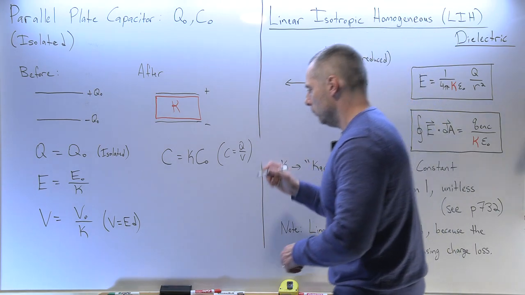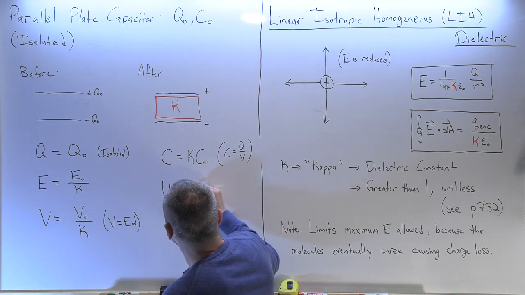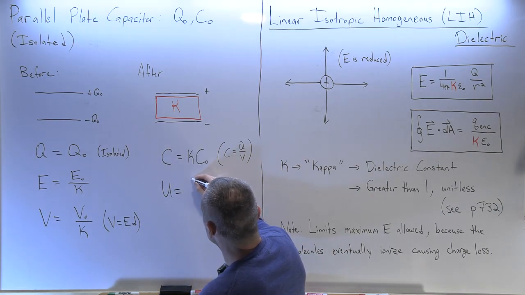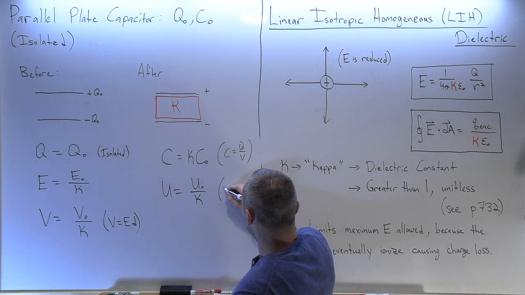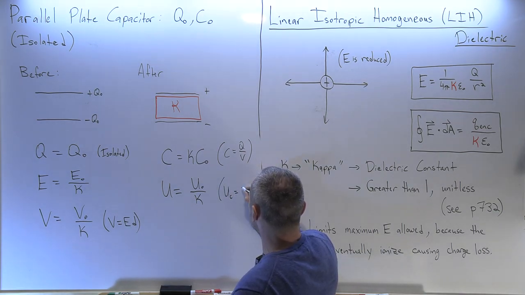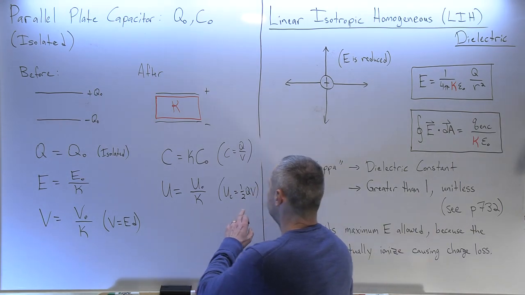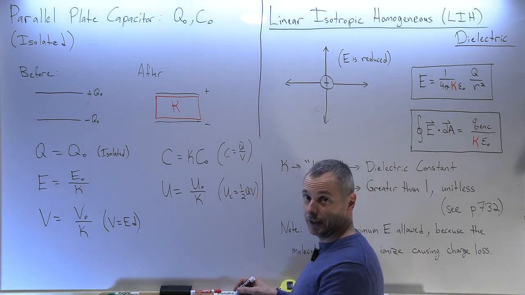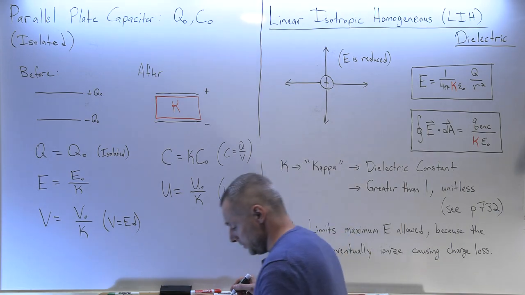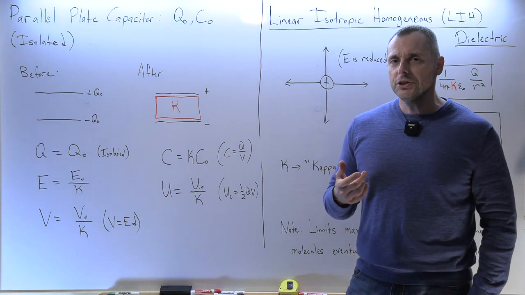And finally, one other point, the electrical energy. Well, the electrical energy is the old electrical energy over kappa. How can I reason this out? Well, remember, one of the capacitor formulas for energy is 1/2 QV. So if we have the same charge, but we have less voltage now, we're going to have less energy in the capacitor. Now the question is, energy is conserved, it cannot be created or destroyed, it has to go somewhere. Where did this energy go?